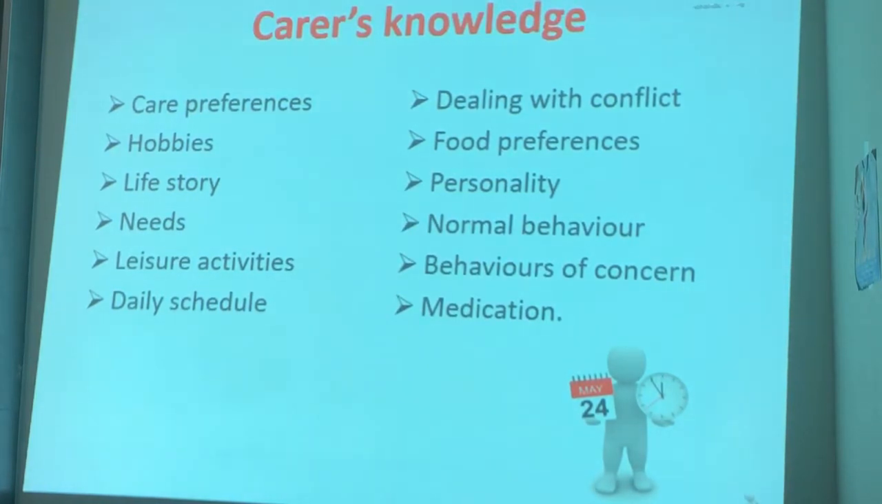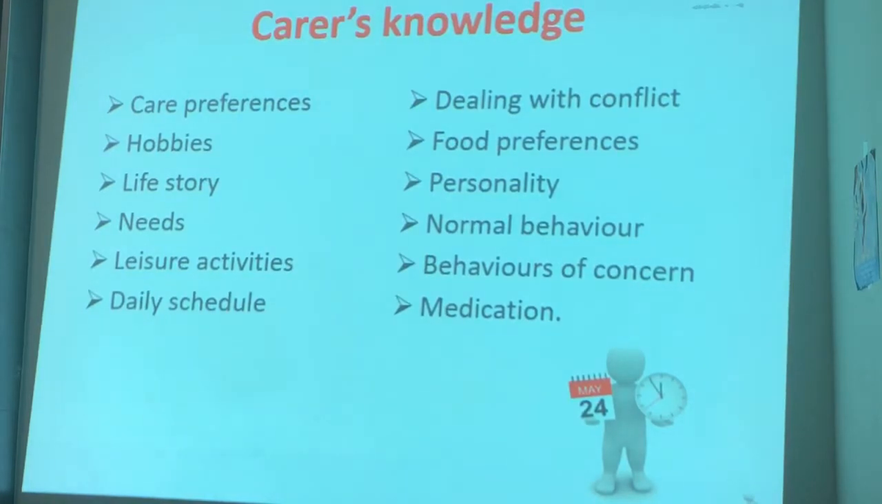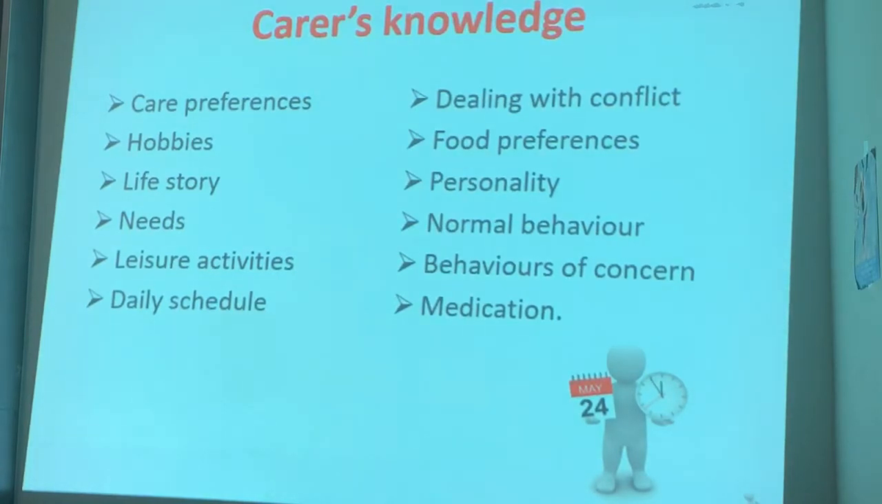Dealing with conflict. So if your client is behaving unusually, as a carer, you should have the knowledge on how you will deal with your client. The food preferences. Okay, what are the dietary recommendations for your patient or your client? The personality, normal behavior, okay, behaviors of concern, and medication. Those are the things that you need to learn if you will be looking after the patient or the client. Those are the things that you need to learn, right?